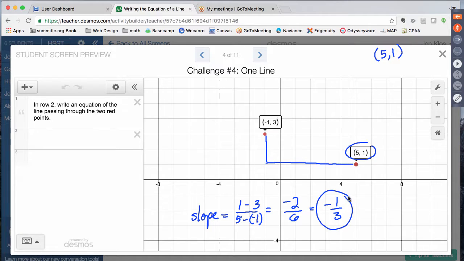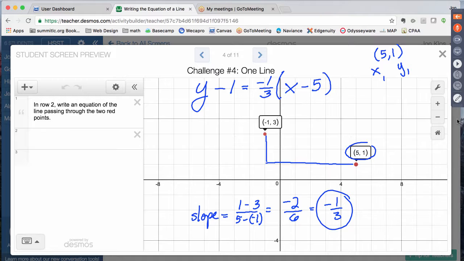So there's my slope. But I also have an x1 value of 5 and a y1 value of 1. So I can put in y minus 1 equals my slope of -1/3 times x minus my x value of 5. That is a point-slope equation that should make a line that goes to those 2 points. So let's go ahead and test that out. I'm going to write this down real quick.